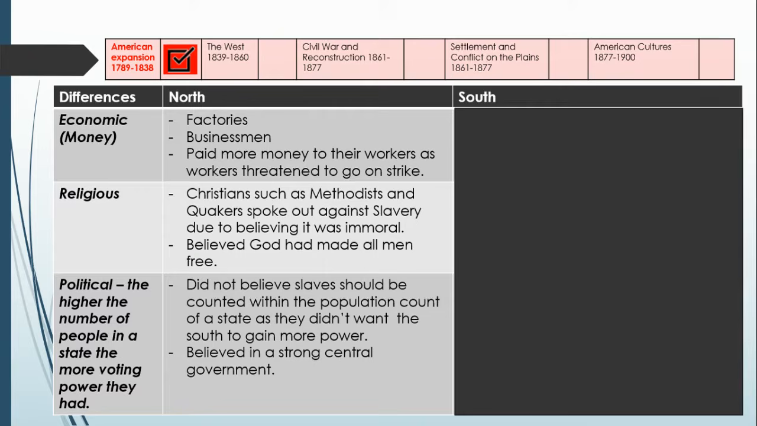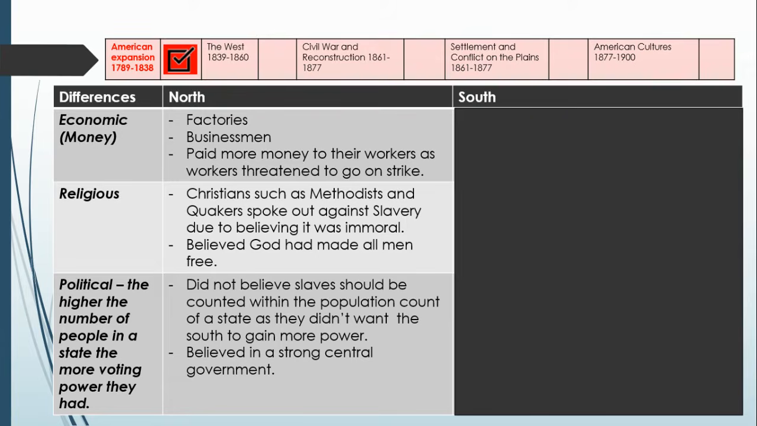Finally, we're going to have a look at the differences between the North and the South. In the North, economically, they pretty much have an economy that is based on factories, businessmen, and they pay more to their workers. Their workers have a little bit more say as they can threaten to go on strike. So the businessmen try and keep their workers happy wherever possible. In terms of religion, the majority of people are Christians, such as Methodists and Quakers. They speak out against slavery because they believe it's immoral, so they believe that it's wrong, and they believe that God had made all men free. So that's a lot of people within the North.